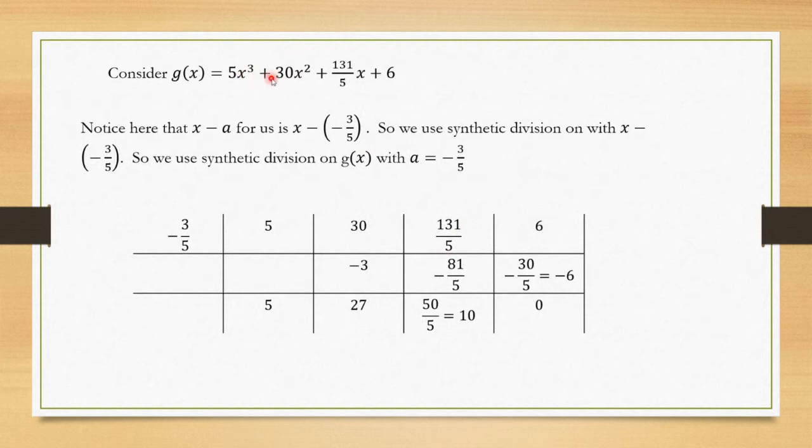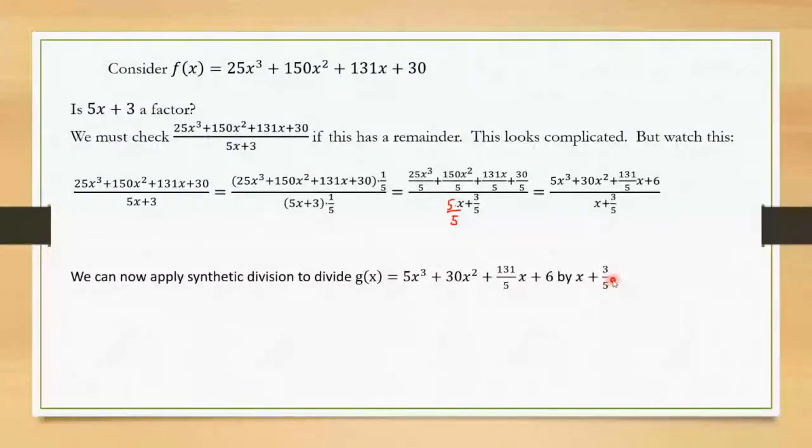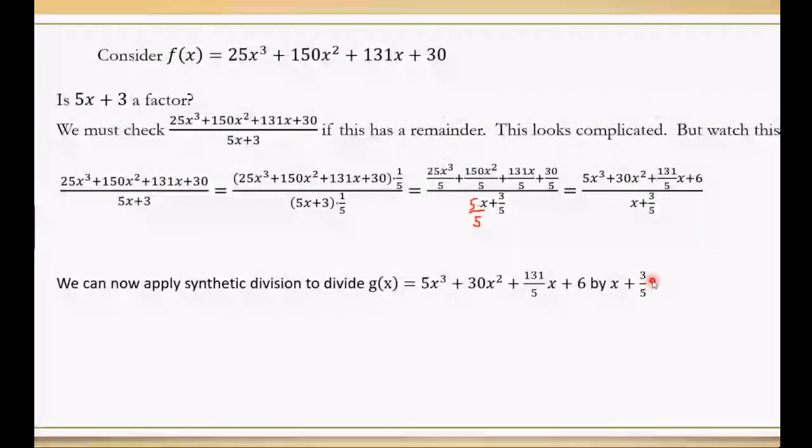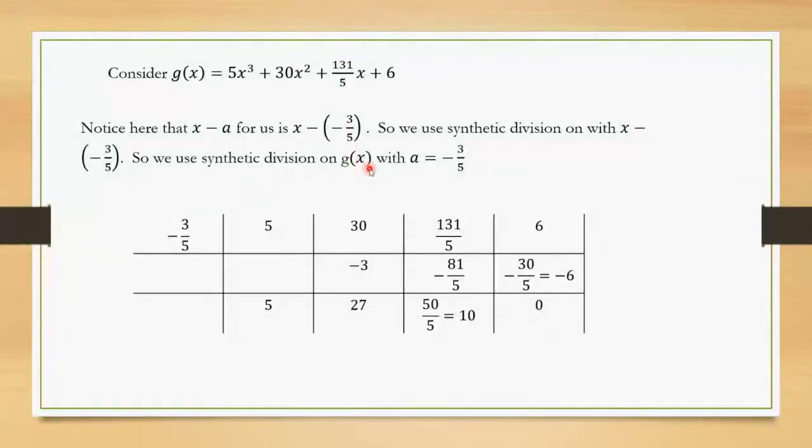Notice it's already in standard form, meaning it's listed so that as you read it from left to right, the powers of x are going down. We have x plus, we want it as x minus something. We have x plus 3/5. So write it as x minus negative 3/5, like so. So with synthetic division, we just have negative 3/5 here.